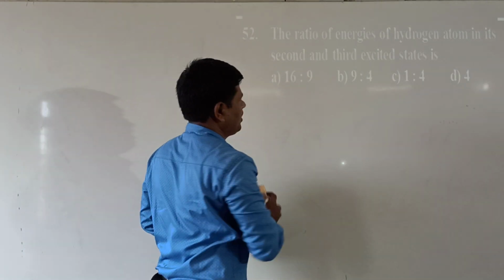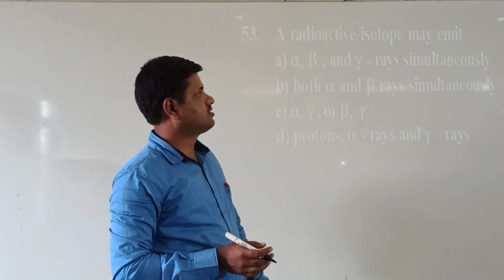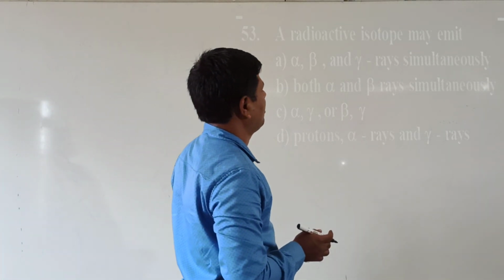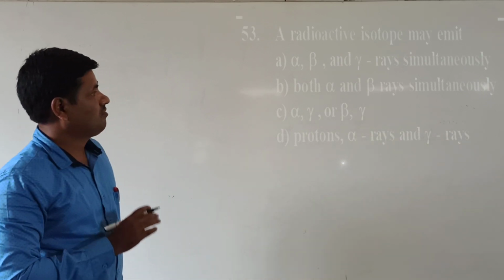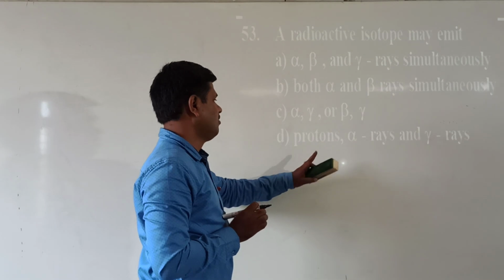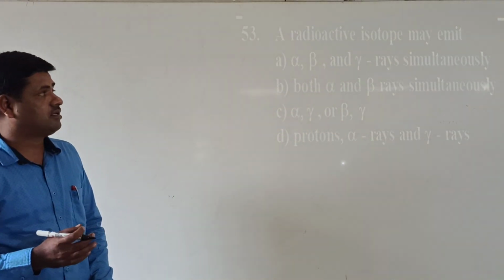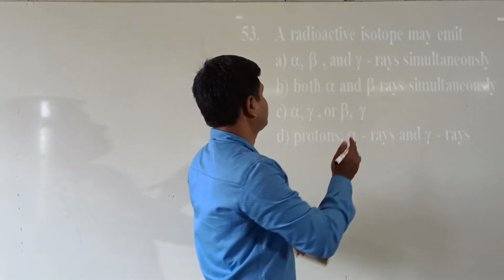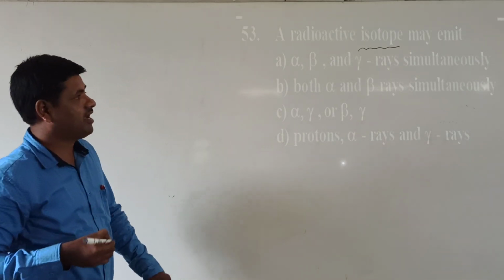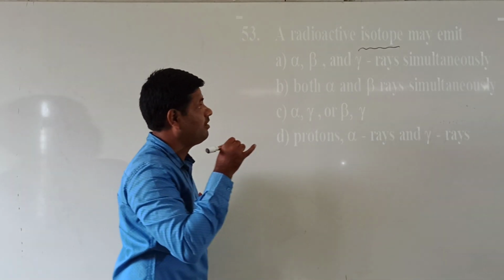Next we come to question number 53. A radioactive isotope may emit alpha, beta and gamma rays simultaneously. The options are alpha and beta simultaneously, alpha gamma or beta gamma, protons, alpha rays and gamma rays. Generally we think of a radioactive element, and a radioactive element emits alpha, beta and gamma simultaneously. That option is correct for a radioactive element.